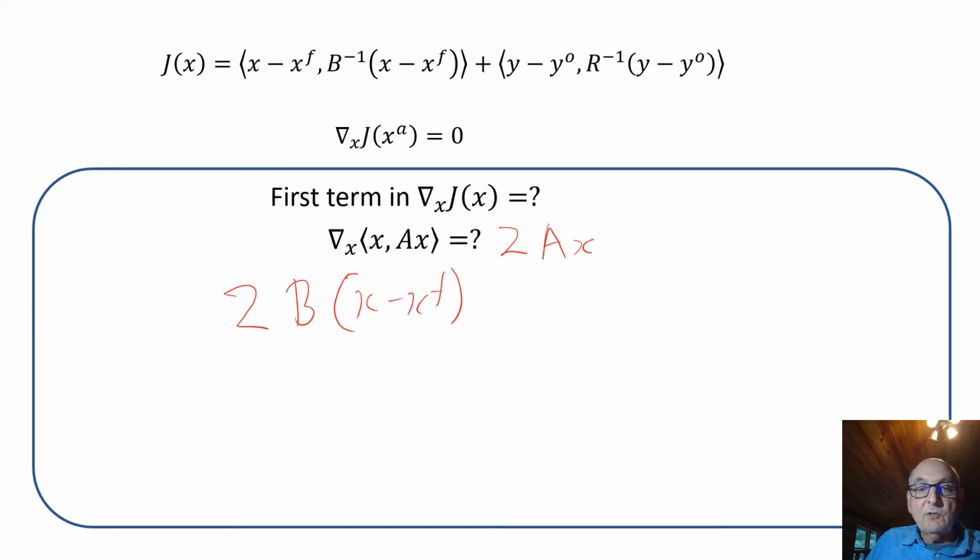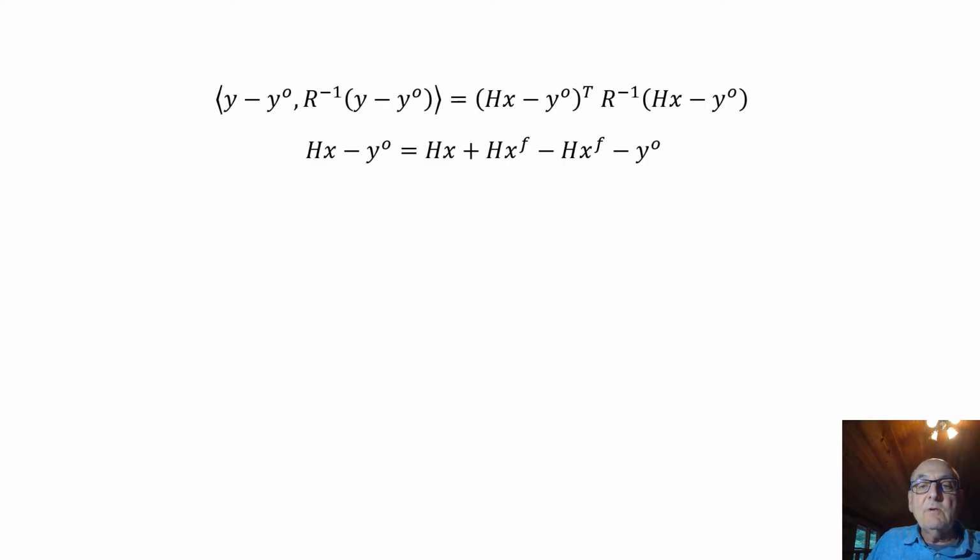Okay, so the tricky part is going to be figuring out the derivative of the second term with respect to x. Remember, y is equal to hx. So if I write it out in matrix notation, then (y minus yo) inner product R inverse times (y minus yo) is (hx minus yo) transpose R inverse (hx minus yo), because y is hx. And what we'll do is write hx minus yo as the sum of these 4 things, right?